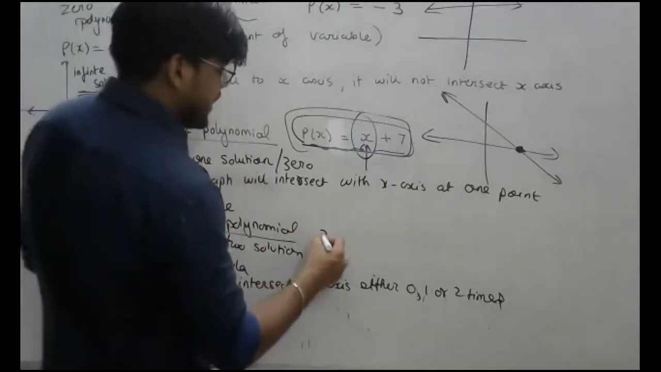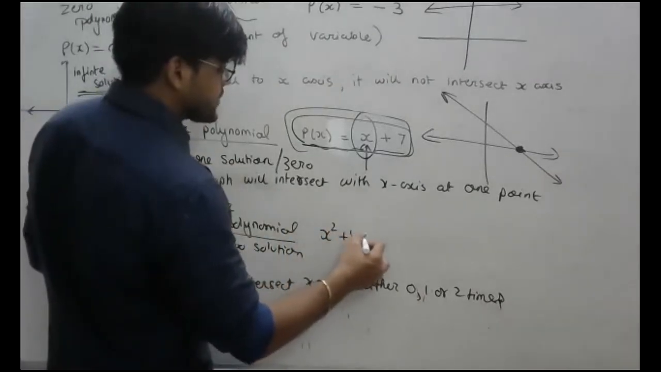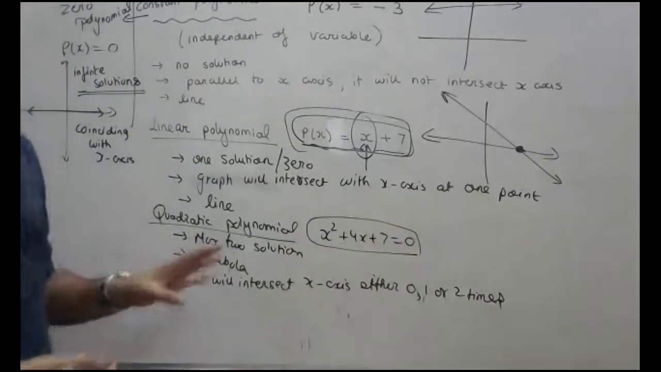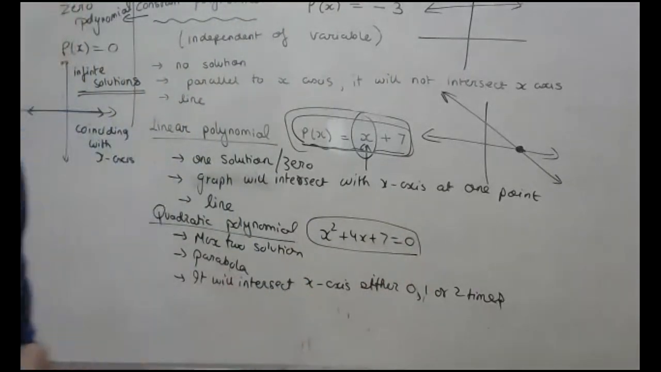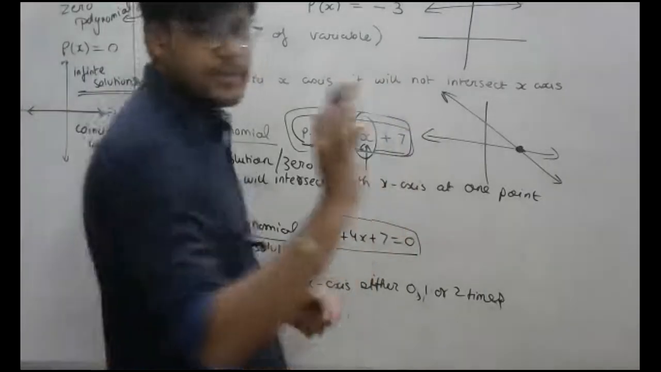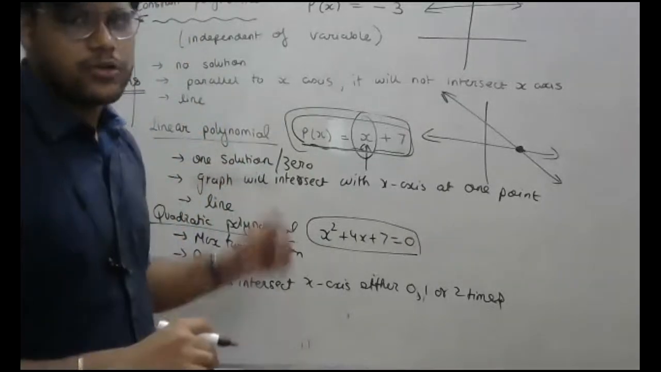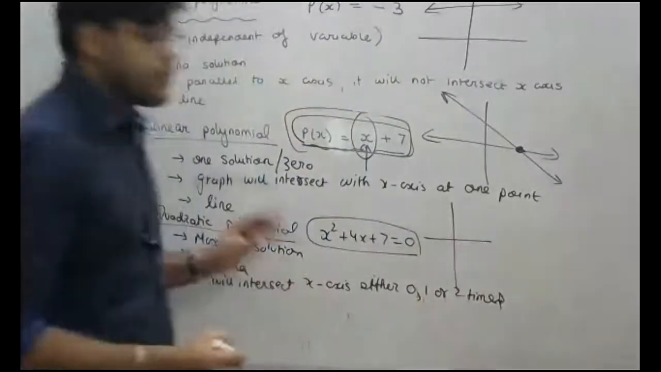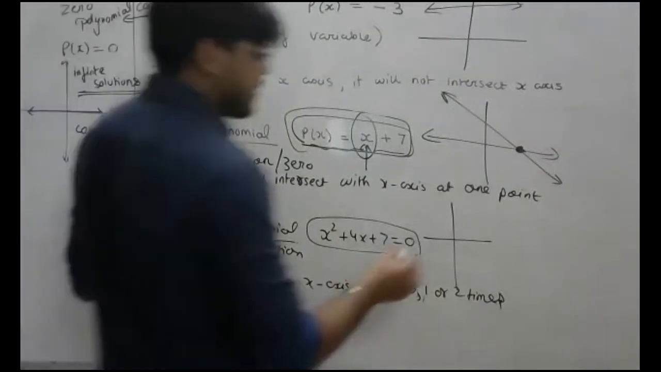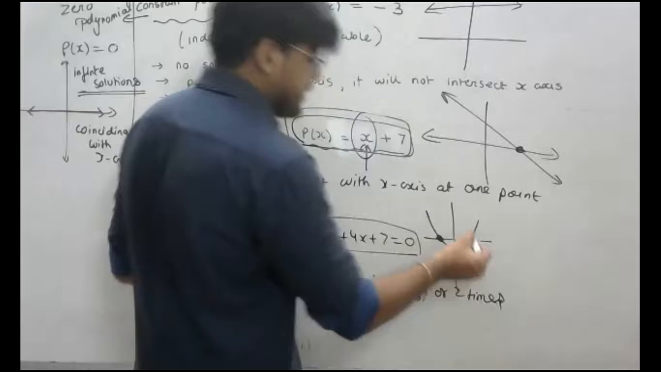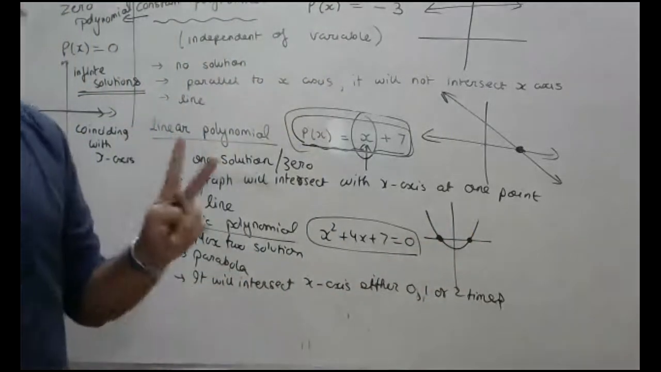We'll take a sample: x squared plus 4x plus 7. This is an example of a quadratic equation. Maximum we can have two values where this graph will intersect with the x-axis. There are three possibilities. Please wait, before you ask your doubts, please wait. The three possibilities for a quadratic equation: you may have this kind of graph where it is intersecting the x-axis at 2 points.